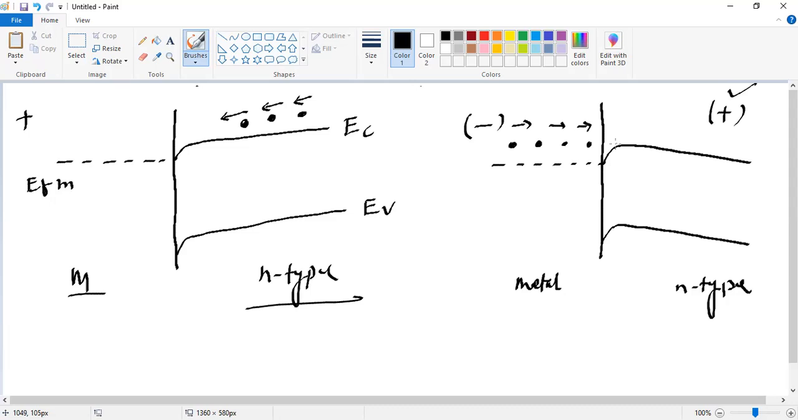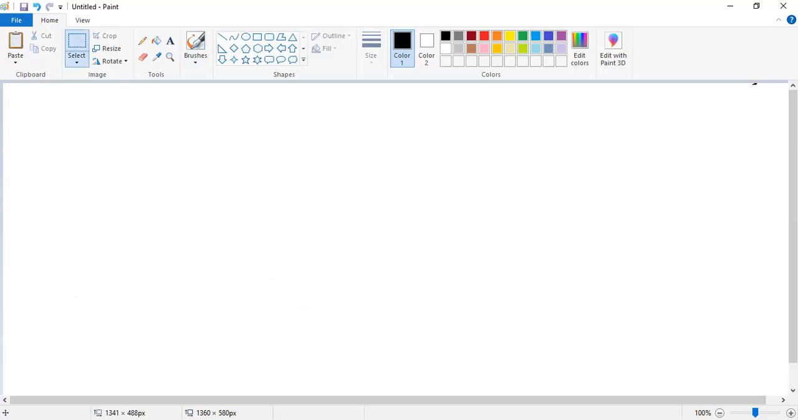So both ways you can see. In one case, electrons can easily flow from N type to the metal. In the other case, the electrons can easily flow from the metal to the N type semiconductor. Similarly, we can do it for P type where phi m is greater than phi s, that is, the metal work function is greater than the semiconductor work function. I will just draw the band diagrams and you can easily interpret yourself.